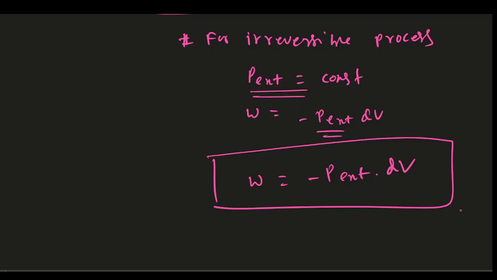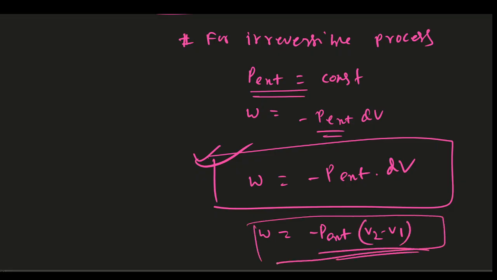So if any process is an irreversible process, then always use this formula, because for an irreversible process P external is constant. If P external is constant, then there is no problem of doing integrations, because P external is already constant and only dV is there. So dV is V2 minus V1. So W equals minus P external times (V2 minus V1), because P external is constant for an irreversible process. So if you get the change in volume, then you can calculate the work done for an irreversible process.